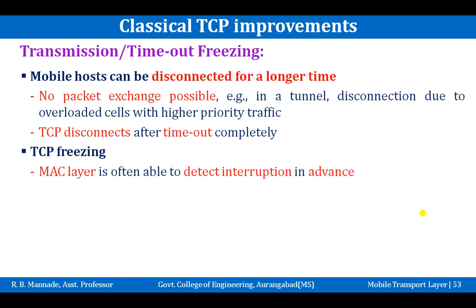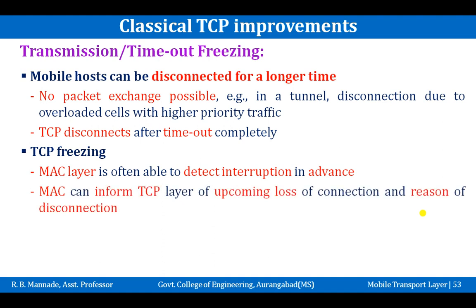The MAC layer, MAC meaning medium access control layer, is below the network layer. It means it is on the data link layer. The MAC layer is often capable of detecting an interruption in advance. It means if disconnection is going to occur in the near future, it can be detected by the MAC layer before the actual disconnection happens. The MAC layer can inform the TCP layer or transport layer about the upcoming loss of connection, and it can also specify the reason behind the disconnection.